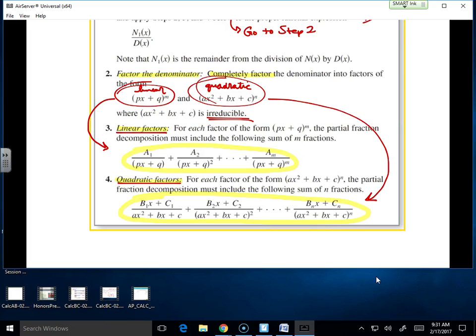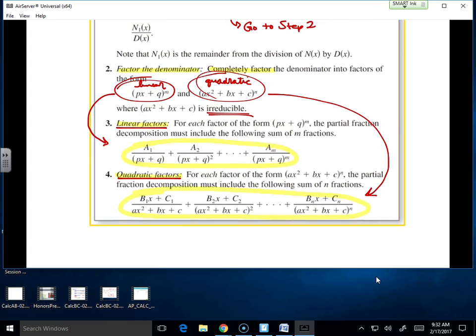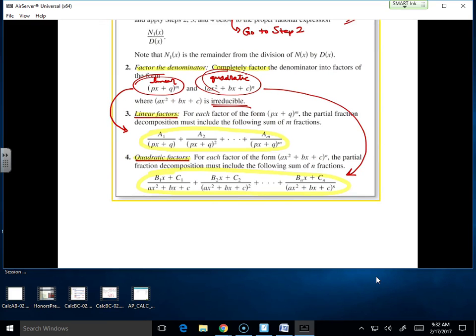So step 3, if you have linear factors, make partials from them. Step 4, if you have quadratic factors, make partials for them. Let me write in my own little step 5 and step 6. Step 5, multiply both sides by the common denominator.